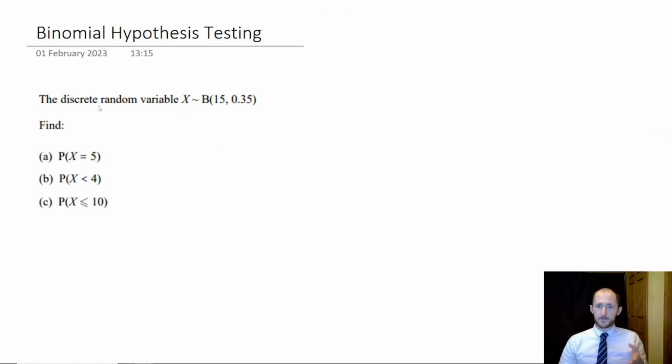So if we have a look here, the discrete random variable X is modelled by, that's what this little wavy tilde means, B for binomial, so this is a binomial distribution. There are some other types of distribution you may come across, for example a normal distribution, and that would be a capital N instead, so N for normal, B for binomial. And binomial distributions are always written like this.